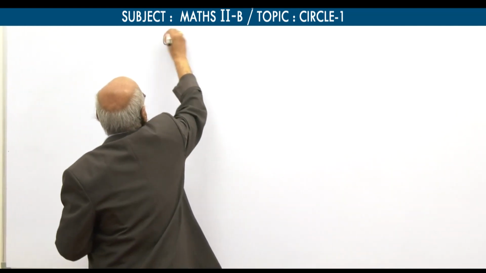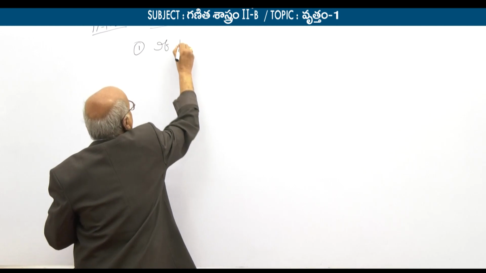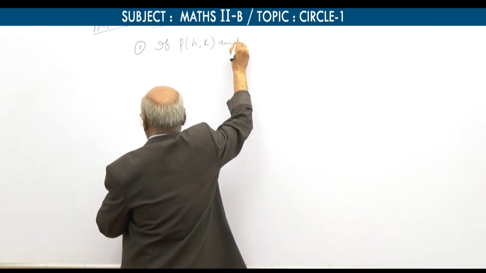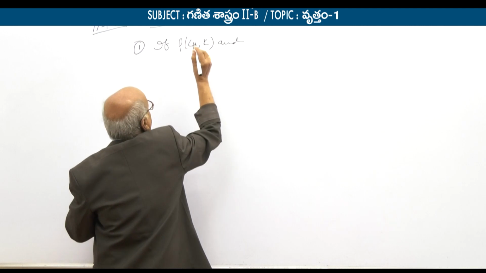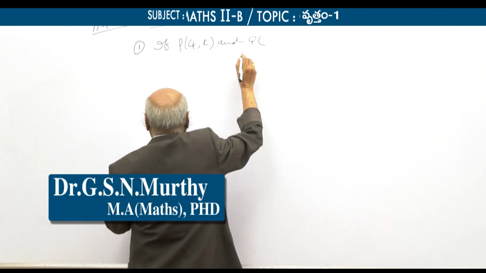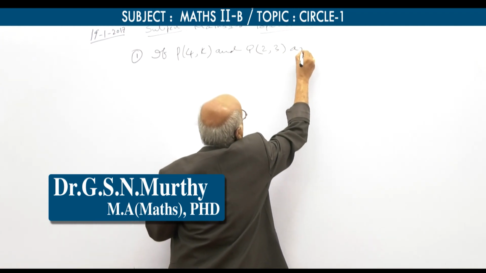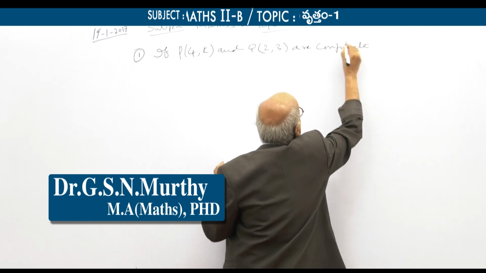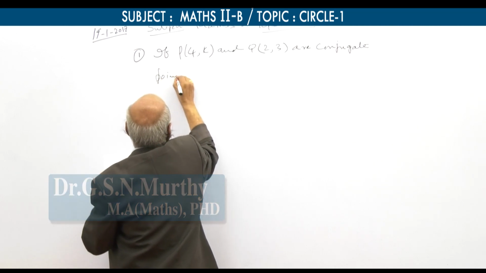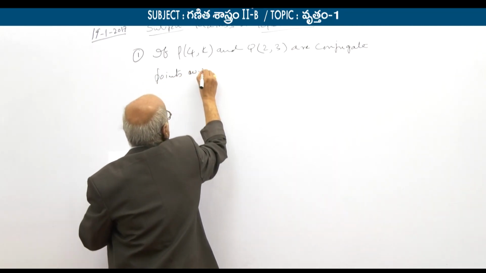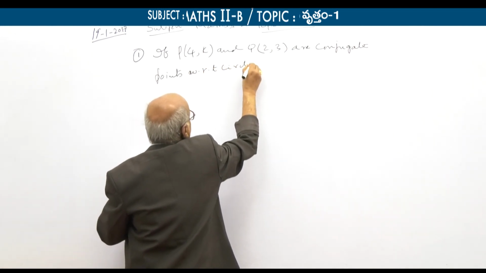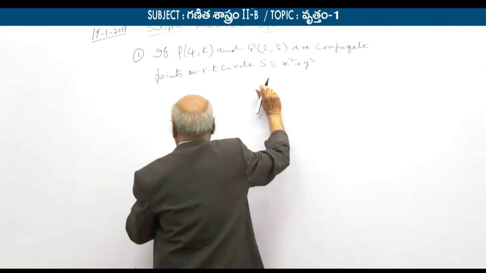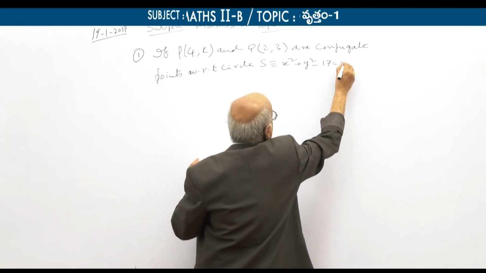So problem number 1: if P(h, k) and Q(2, 3) are conjugate points with respect to the circle S = x square plus y square minus 17 = 0.